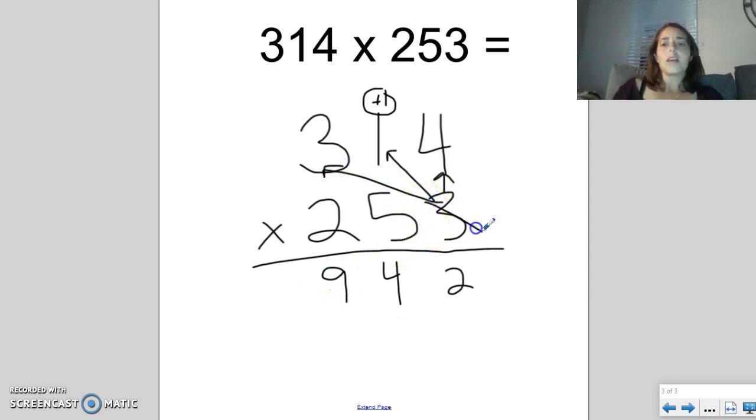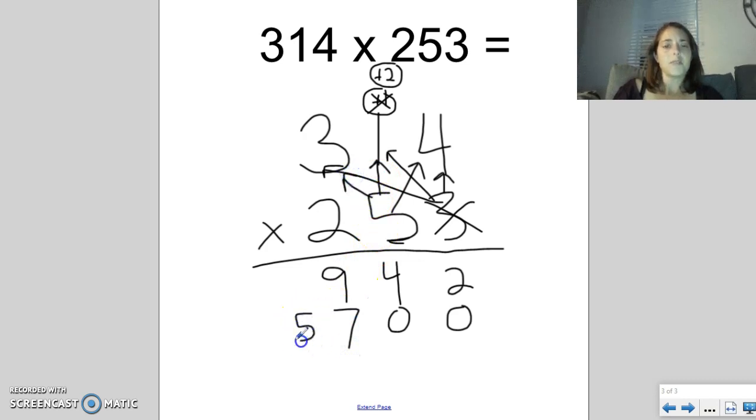I'm going to go ahead and cleanse that part of the problem. We're going to move over to the 5. So I need to put the 0 to fill in because that 5 is really worth 50. Now I'm going to go over here. 5 times 4 is 20. Carry the 2 directly next door. 5 times 1 is 5, plus 2 is 7. And last but not least, 5 times 3 is 15.